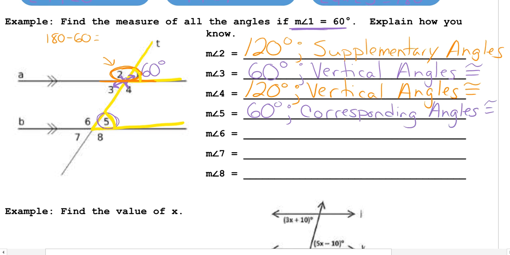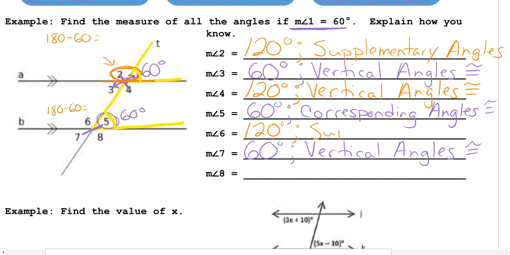However, I'm going to stay simple and follow the same pattern that I did with my top group of angles. So 5 is vertical to 7, which means that 7 is also going to be 60 degrees because vertical angles are congruent. And then I can solve for 6 or 8, and I can do 180 minus 60 again, and that has not changed, so angle 6 is equal to 120 degrees by supplementary angles.